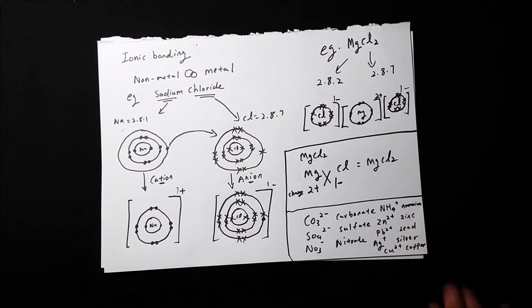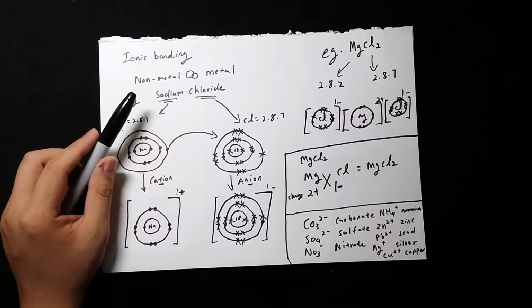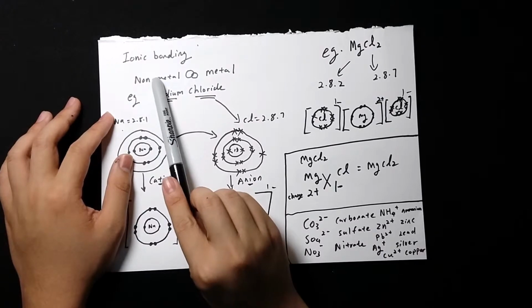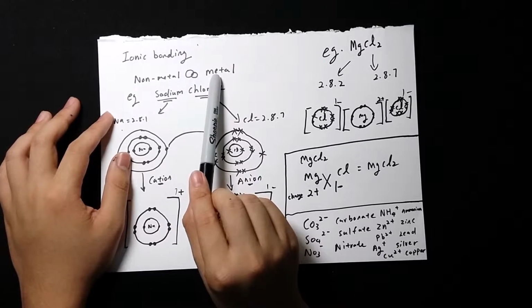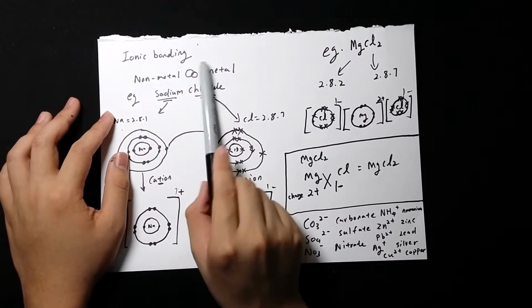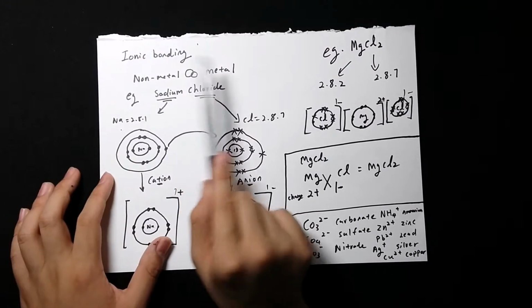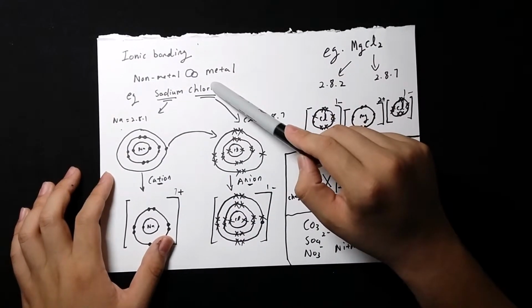Okay, so now let's move on to ionic bonding. For ionic bonding, the key is that you must know that ionic bonding is a bonding between non-metal and metal. If you cannot get this familiarized, you will have a difficult time doing ionic bonding. Ionic bonding is a marriage between non-metal and metal. It's like a girl and guy. So let me give you an example. Let's look at sodium chloride, for example.